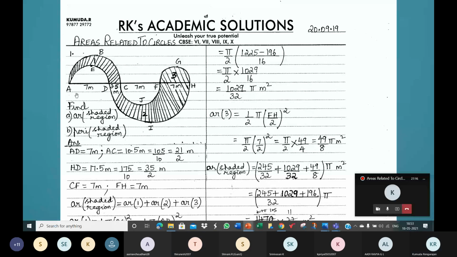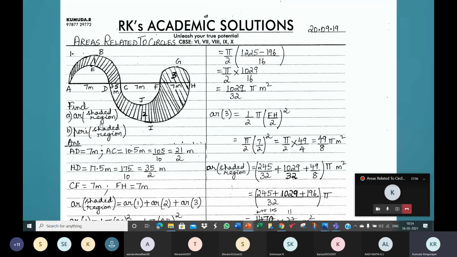So in this figure, all the arcs you see are semicircles. Arc AED is a semicircle. Arc ABC is a semicircle. Arc FGH is a semicircle. HID is a semicircle. FJC is a semicircle. All these arcs which you see here are semicircles.